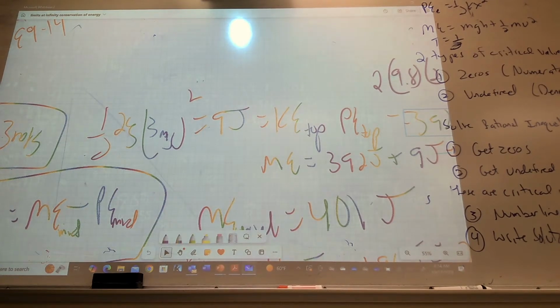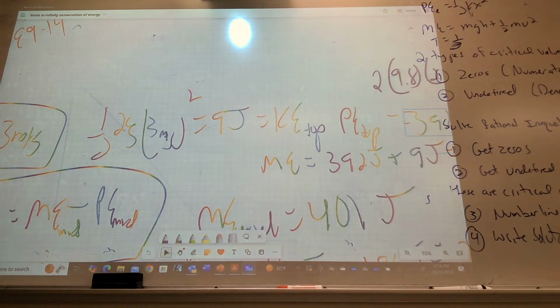Okay, so you get your potential energy in the middle. Once you have your potential energy in the middle, you can get your kinetic energy in the middle, but you have to also subtract that 30 joules. What do you do with that 30 joules? 30 joules lost to friction. You're subtracting that from your mechanical energy.